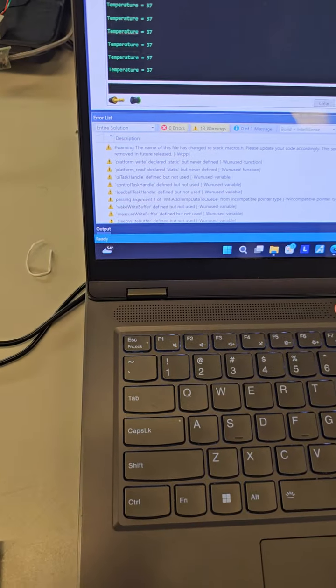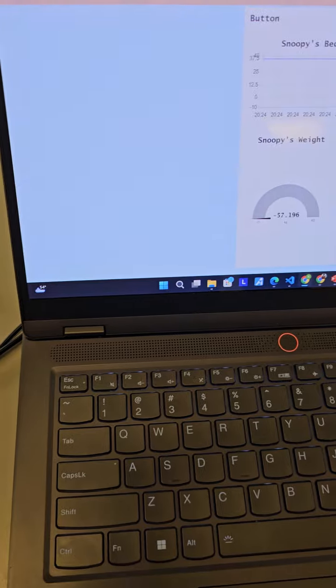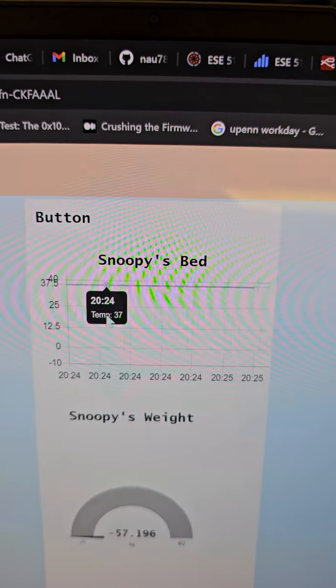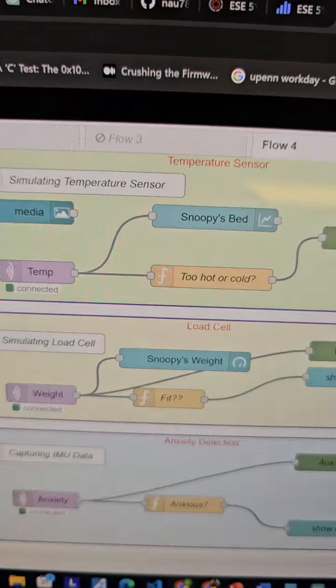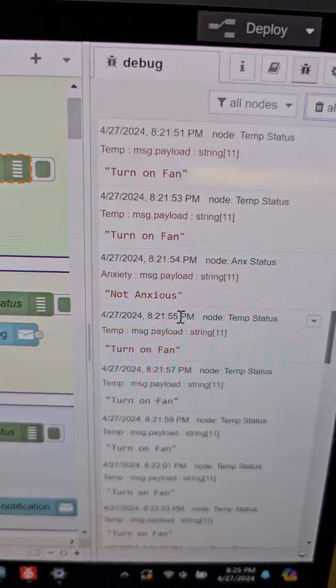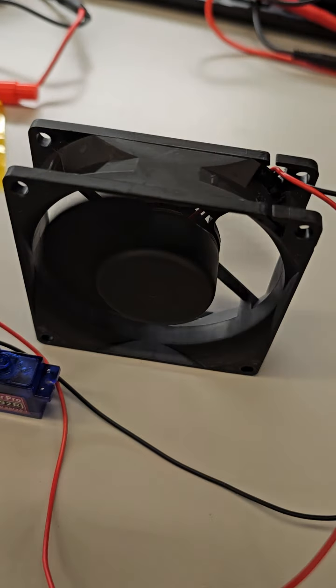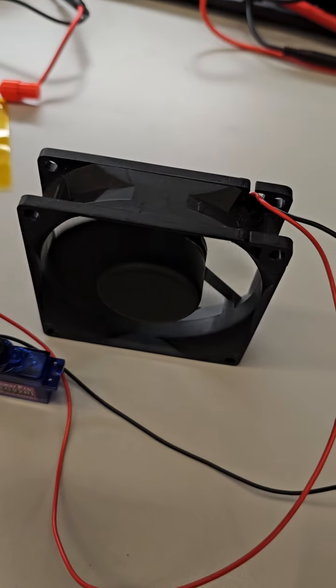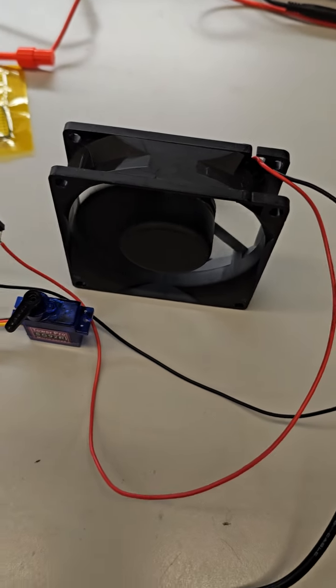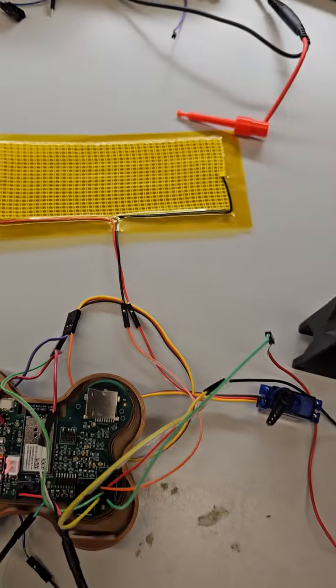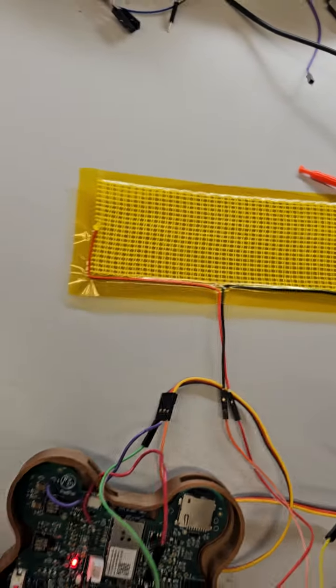and you can see on the Node-RED that the temperature readings are recorded on the graph, and this will give a command saying turn on fan based on the readings. Now you can see the fan is on for quite some time because the temperature has been high for quite some time. Similarly, if the temperature is down, the heating pad will be actuated, and you can feel the heat on the pad.